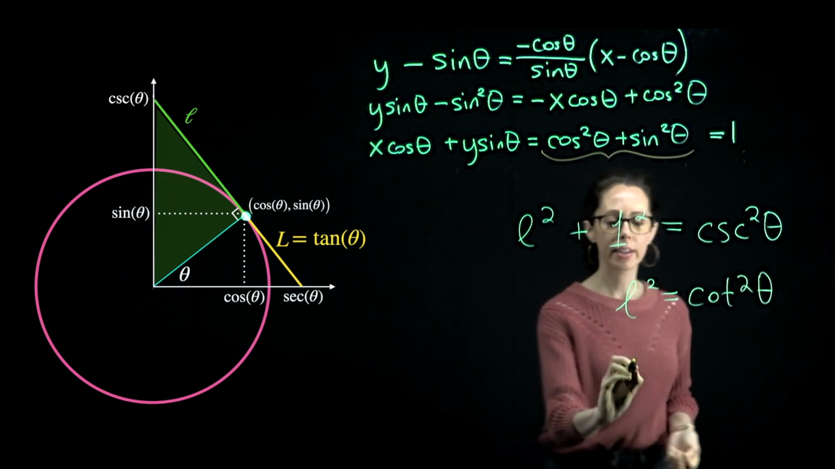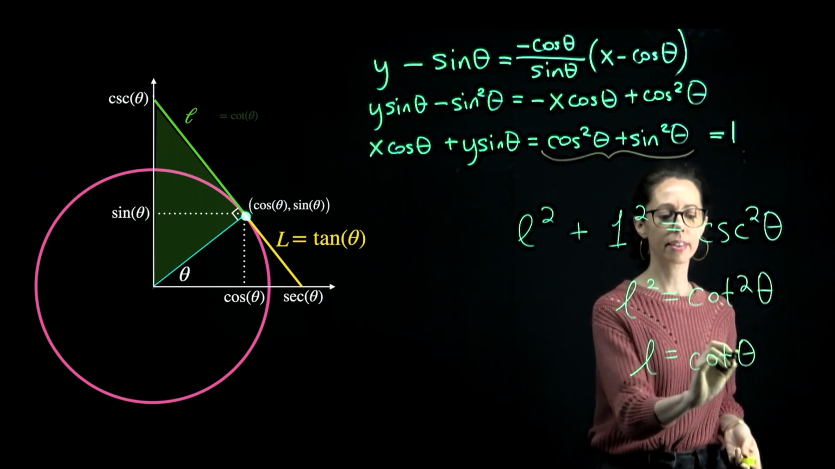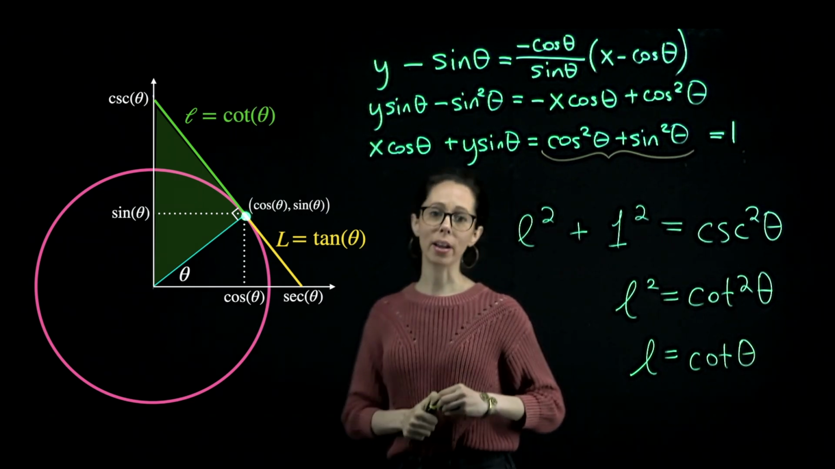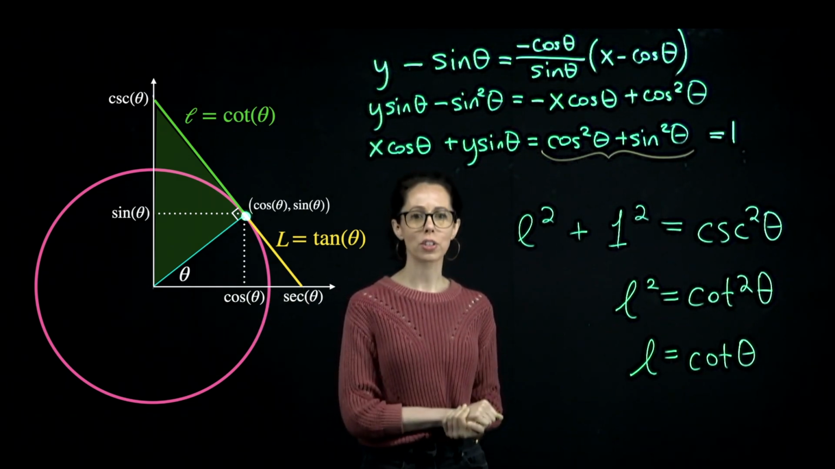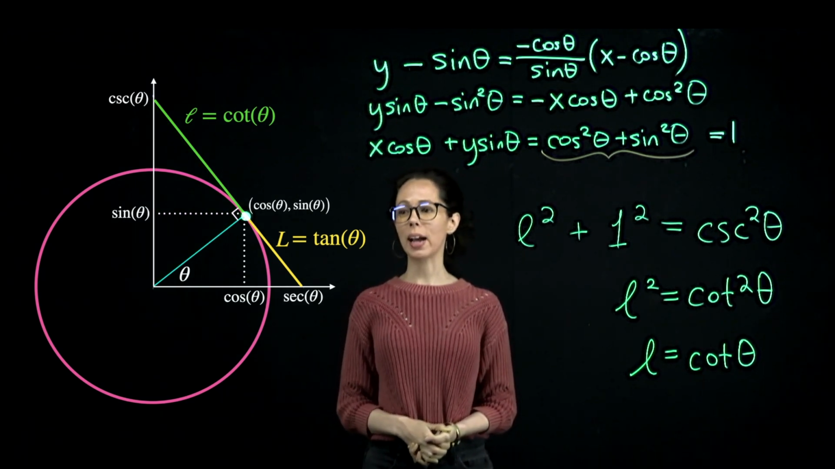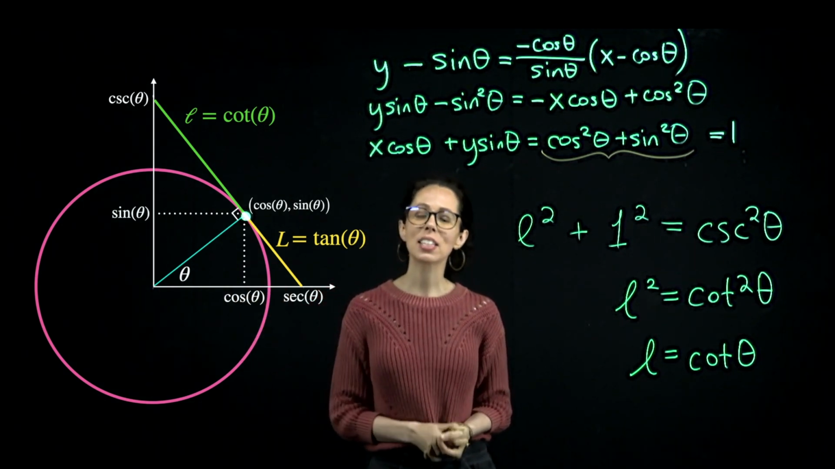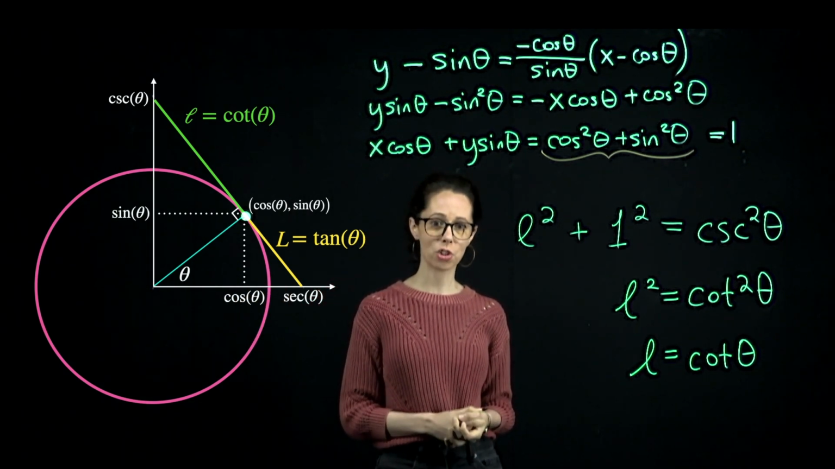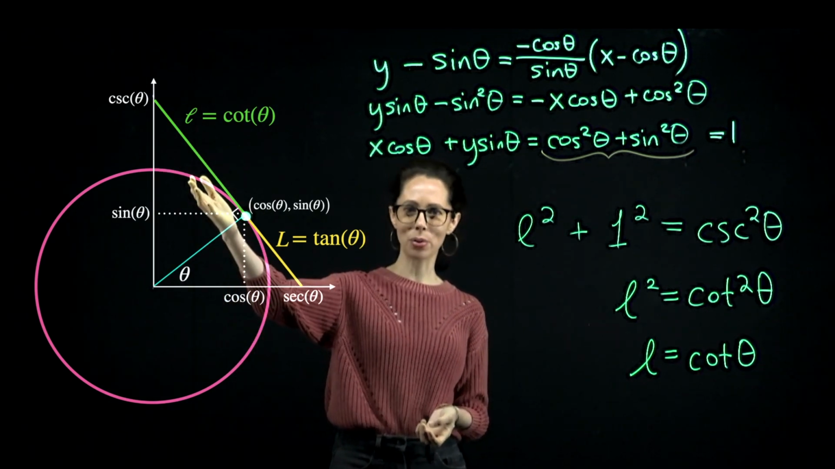Since we're in the first quadrant, just like before, we can take the square root of both sides to say that that length is cotangent of our angle theta. Same remarks about the signs in the second, third, and fourth quadrants. That wraps up this demonstration. I hope you enjoyed how seeing the circle together with its tangent line gives us a geometric way to interpret all 6 trig functions. So we've got cosine, sine, secant, cosecant, tangent, and cotangent.